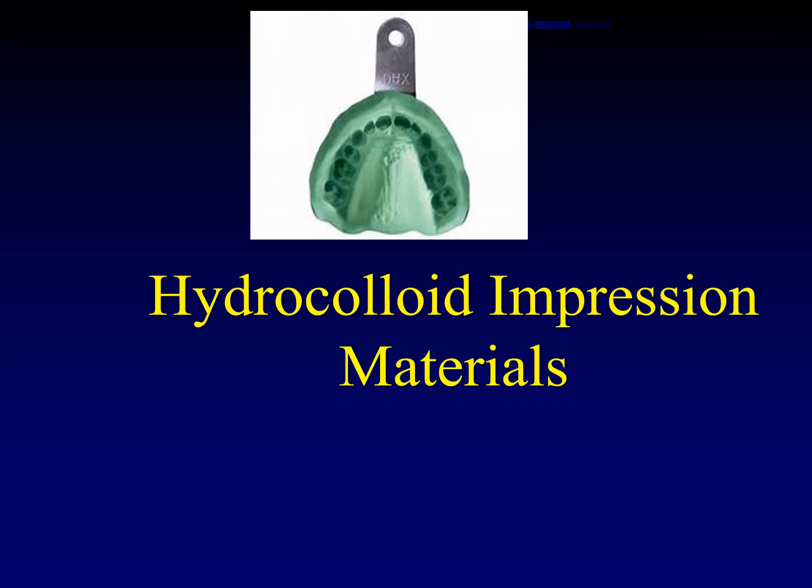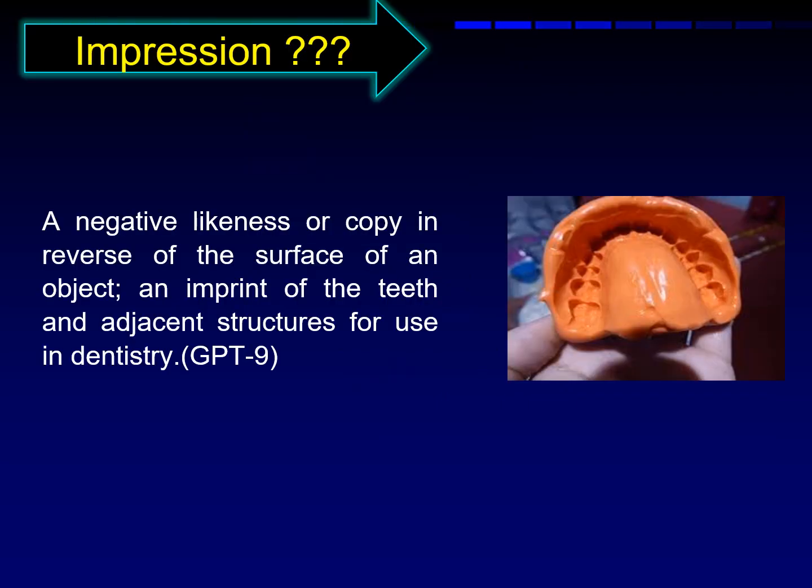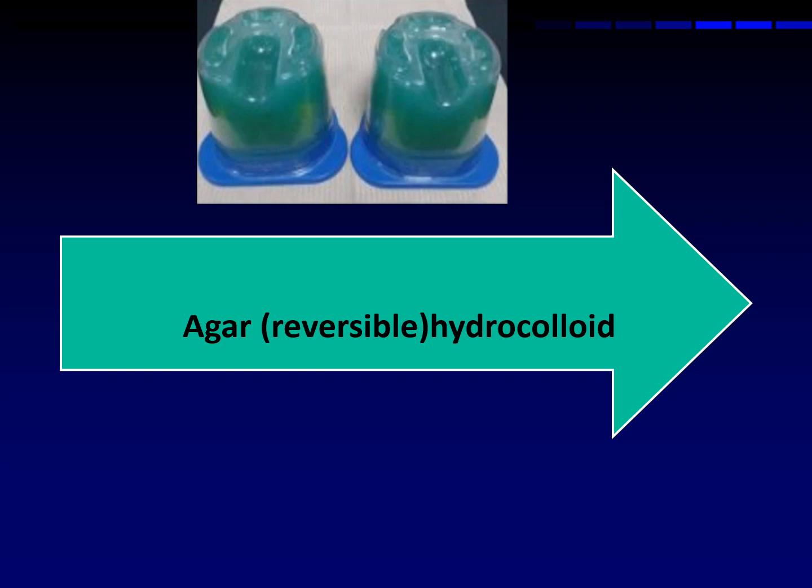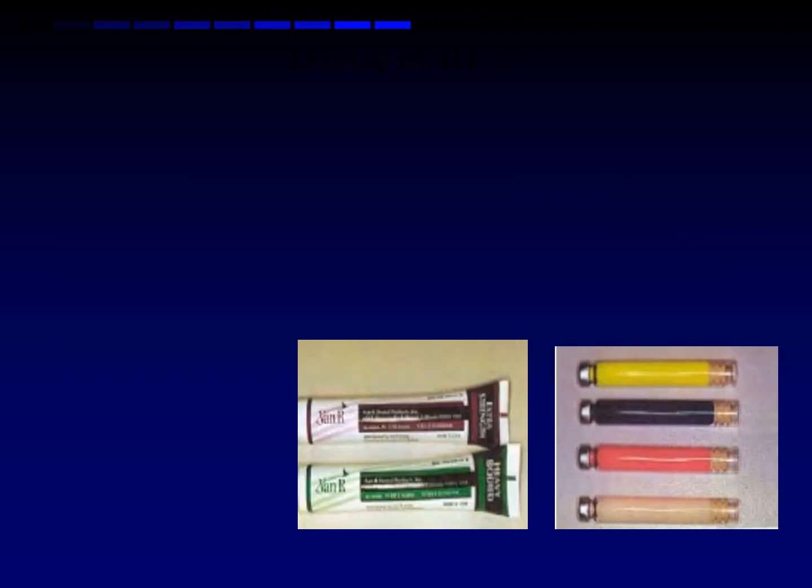Good morning. This lecture is on clinical implication of agar impression material. We all know that impression is a negative likeness or copy in reverse of the surface of an object or imprint of teeth and adjacent structures for use in dentistry. There are so many materials available for making impressions. One of the materials is agar, which is a reversible hydrocolloid.